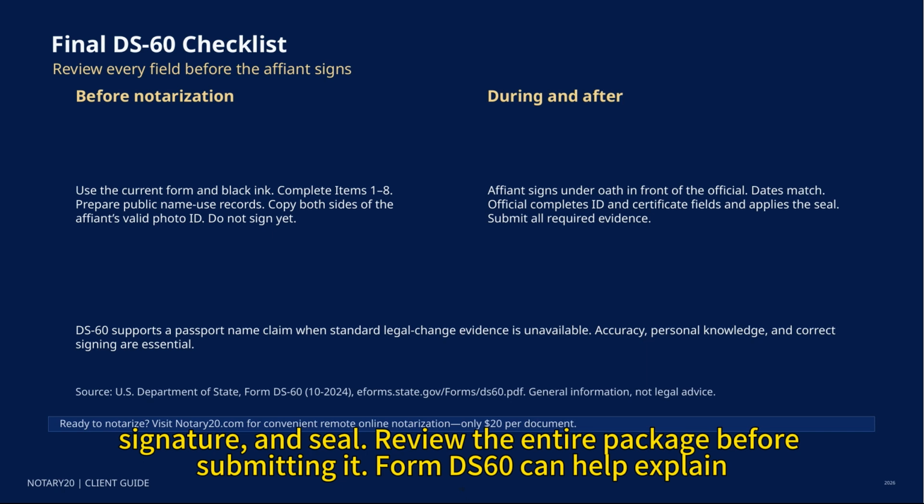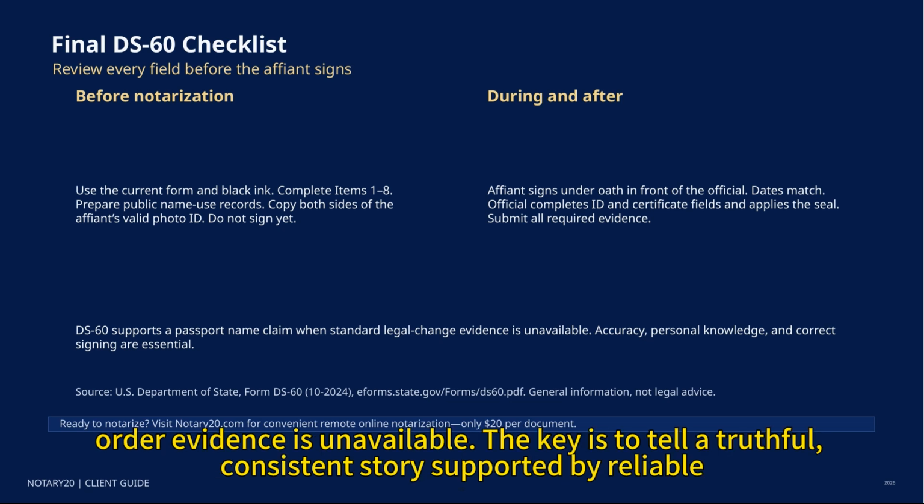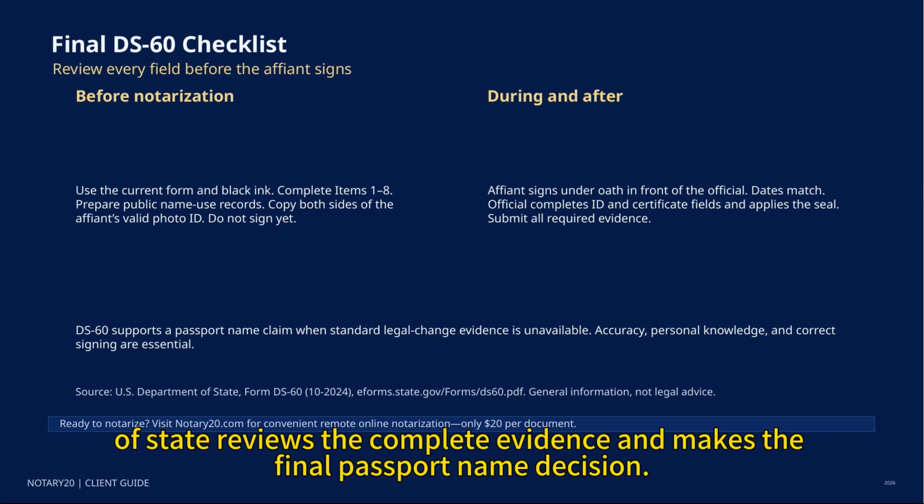Form DS-60 can help explain a passport applicant's established use of a different name when standard marriage or court order evidence is unavailable. The key is to tell a truthful, consistent story supported by reliable records, personal knowledge, correct identification, and a properly completed oath. The Department of State reviews the complete evidence and makes the final passport name decision.